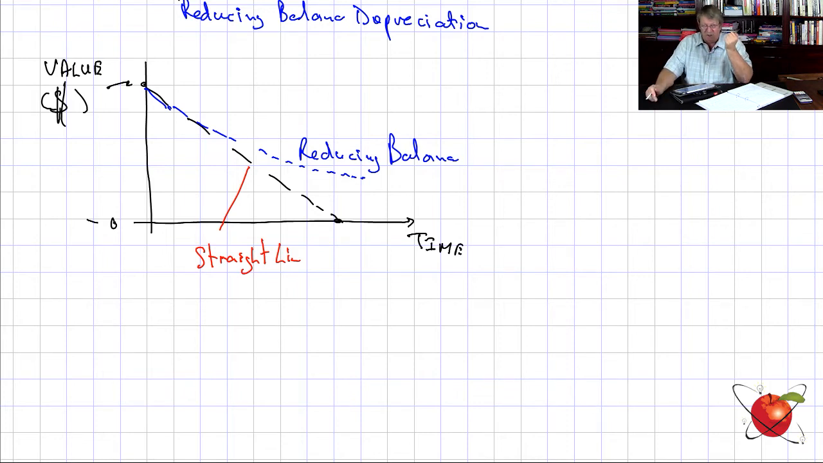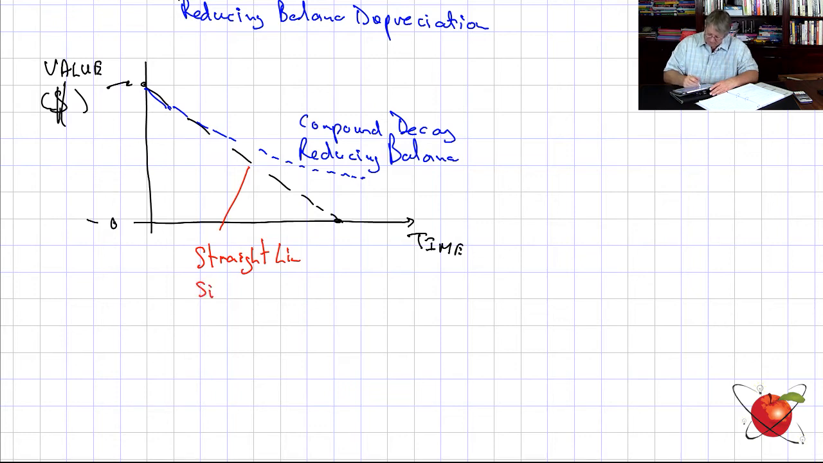What are the key trigger words? They say straight line, reducing balance. That automatically tells you that it's either simple or it's compound. Reducing balance is going to be the compound decay. Okay, compound decay. And the red line, the straight line depreciation, is simple decay.